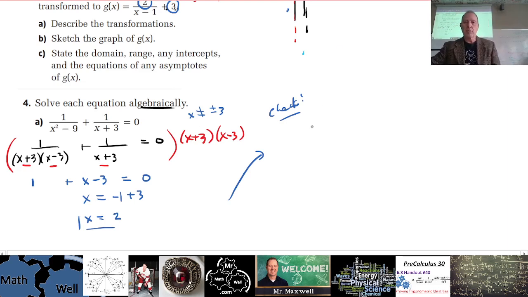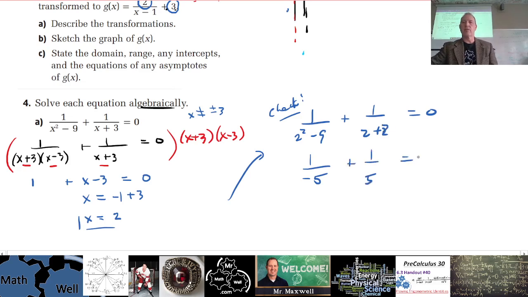So a check would simply be, 1 over, let's put 2 in there, so it's 2 squared minus 9. And you can do this in your head, really, too. A lot of this in your head. I'm writing all this out so you can see what I'm doing. But, 4 minus 9 is what? 4 minus 9 is negative 5. That's a 3 here. Plus 1 over 5 equals 0. That is totally true right there. Okay? 1 over 5 minus 1 over 5. That's what that is saying. So there's your answer.